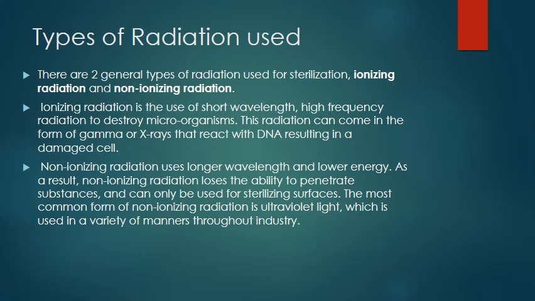Two types of radiation are used: ionizing radiation and non-ionizing radiation. Ionizing radiation is the use of short wavelength, high frequency radiation to destroy microorganisms. This radiation can come in the form of gamma or X-rays that react with DNA, resulting in a damaged cell.